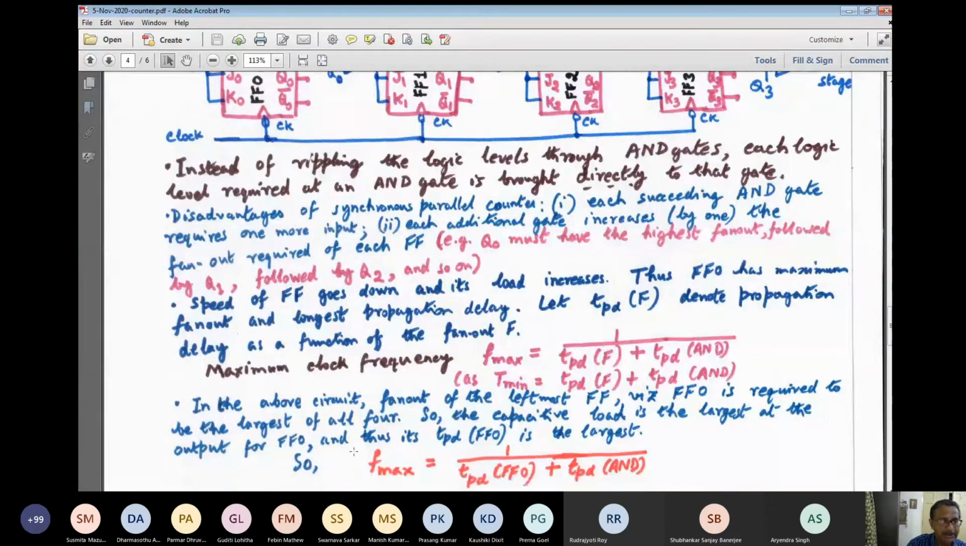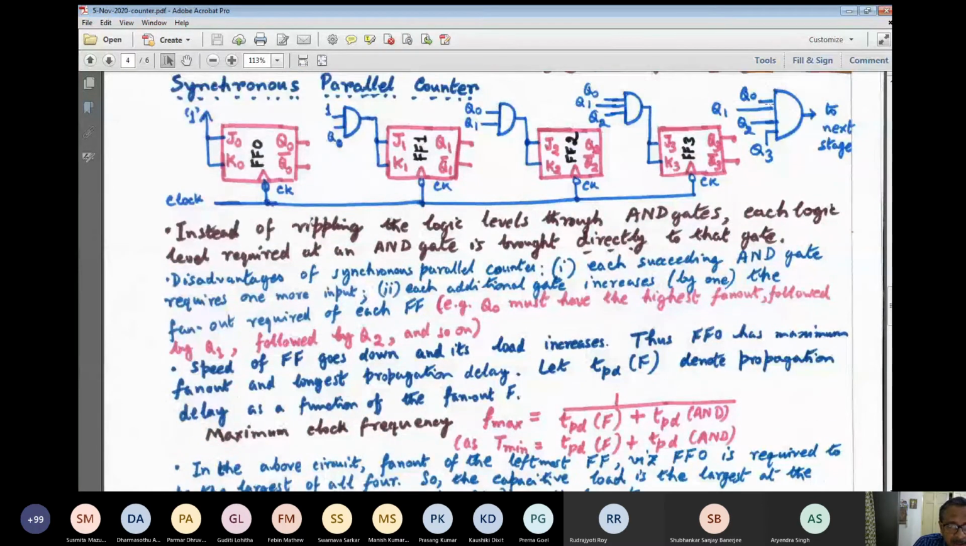So thereby we get the maximum frequency to be this. So note the difference between this and the previous serial carry counter. There, one flip flop delay was there, but instead of a single AND gate delay, there were n-1 AND gate delays. Here you only have to consider one AND gate delay, but this AND gate you should consider to be the AND gate with the highest fan in, namely here 3.